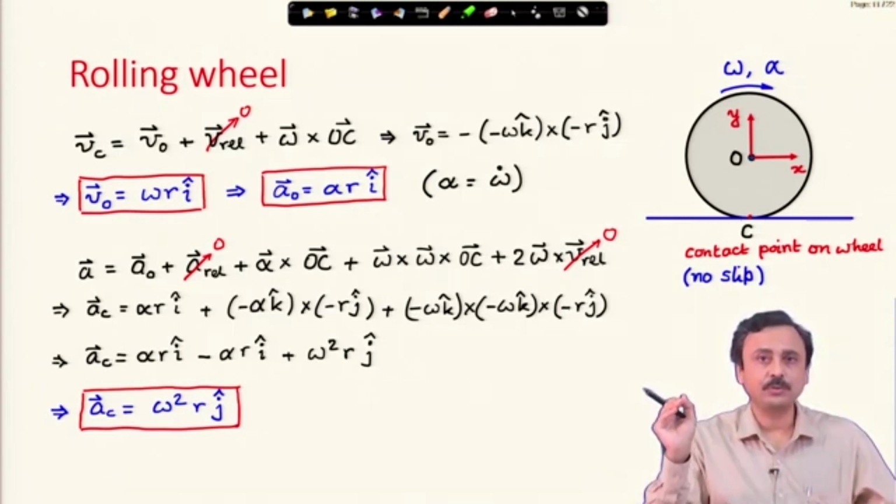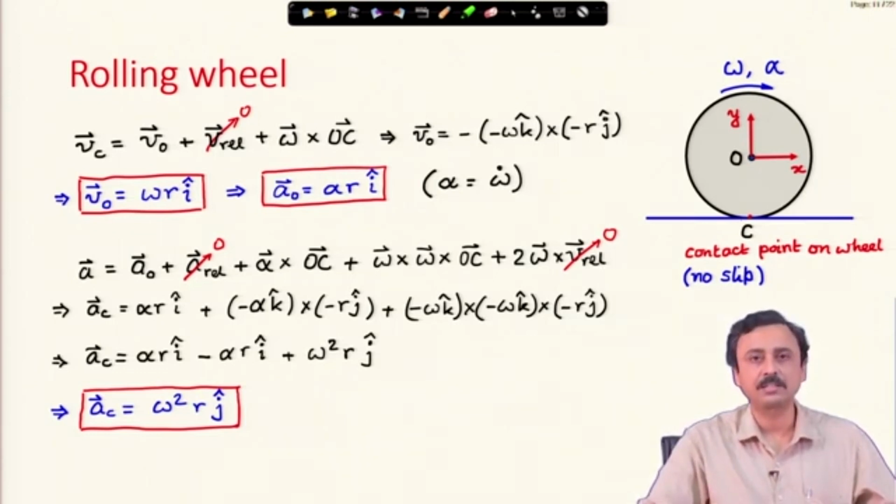Its velocity is 0, but at this instant the acceleration, C has an acceleration which is vertically upwards, its magnitude is omega square r. The magnitude of this acceleration of the ground contact point is omega square r, and it is vertically upwards.